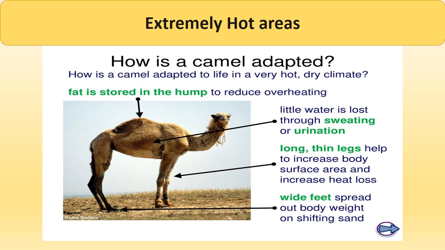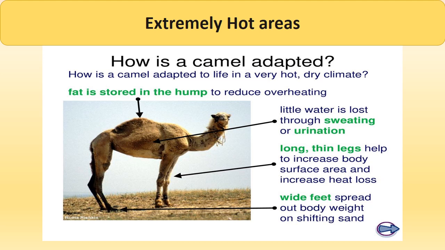As I told you, the deserts are the very hot places on the earth. You know there are certain animals that live in these hot areas. They are the camels. You know that the camel is the ship of the desert. Let us see how the camel is adapted to live in such a hot, dry climate.